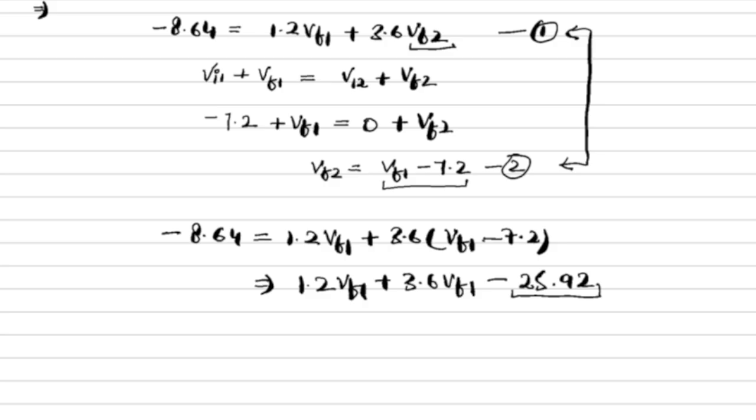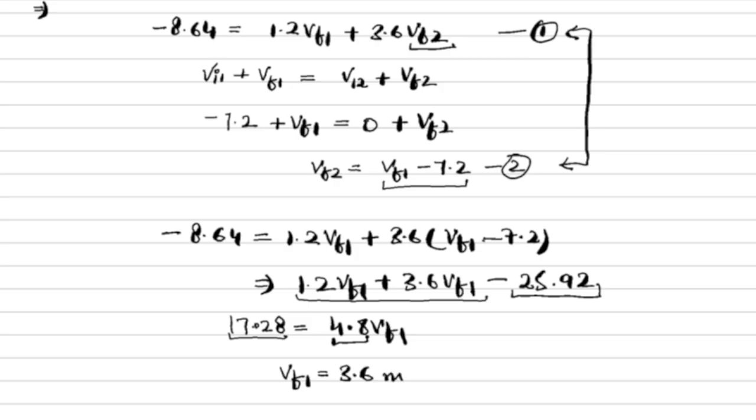So that will be 17.28. Let me add these two values also. They have the same variable. So that will be 4.8 VF1. I just need to divide this, right? 17.28 divided by 4.8, and that is 3.6. VF1 is equal to 3.6 meters per second.